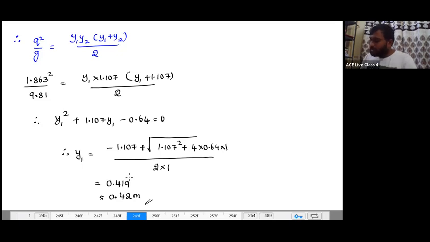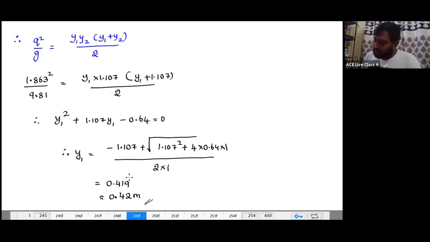Sir, he asked the depth before the hydraulic jump, so there is no dissipation of energy. So can't we use specific energy conservation, sir? If you use specific energy, where is the velocity, sir? Where is the velocity? So the specific energies are the same, but those depths are not alternate depths.